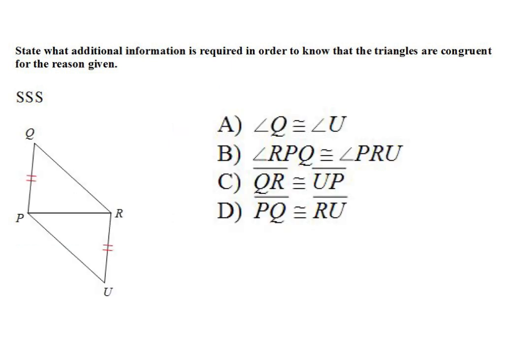So here's an example for you to try. State what additional information is required in order to know that the 2 triangles are congruent, for the reason given below, we are using side, side, side. So one piece of information you should take into account is that these are 2 triangles within each other, and that side is being shared. So it is true for both triangles. So we would say that's congruent because of the reflexive property. So we have PR is congruent to PR. We have QP to UR. So we just need a third side.